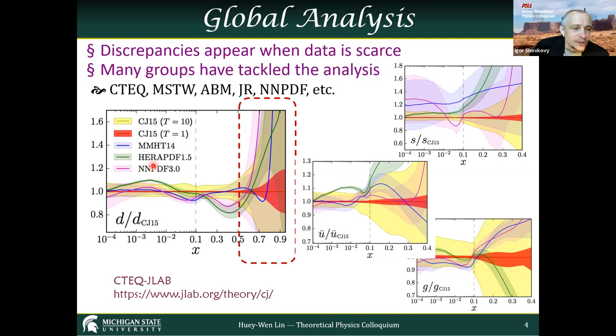You probably misunderstood. There is a ratio d over d CJ15, but there are two different versions of CJ15, like T equal 1 and T equal 10. Okay, I think it's T equal 1 in this case because everything is normalized to 1. Yes. Sorry, I misunderstood that.